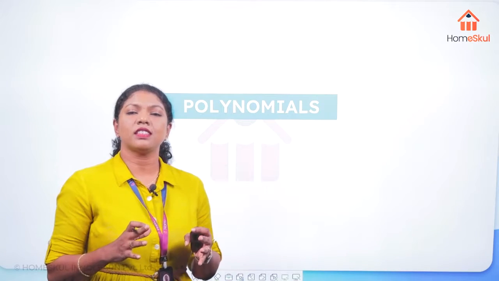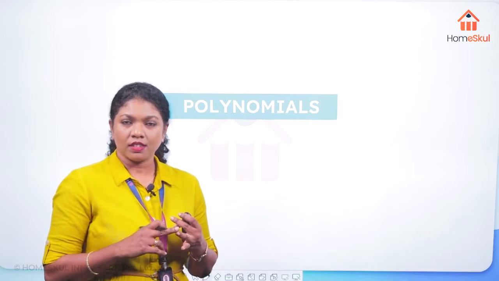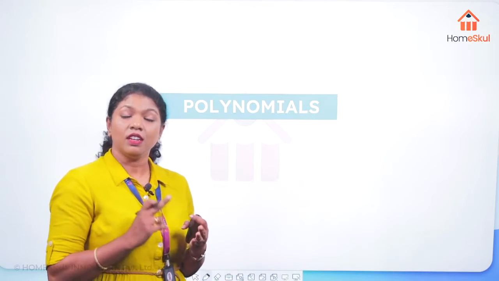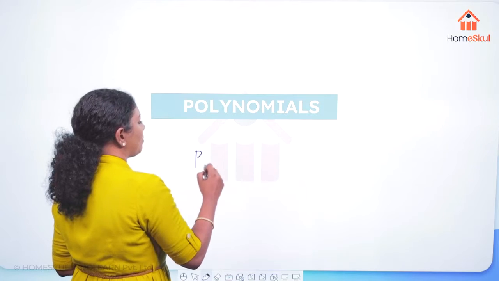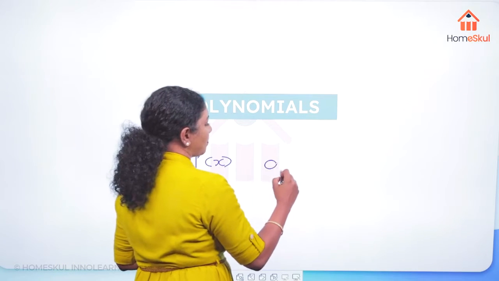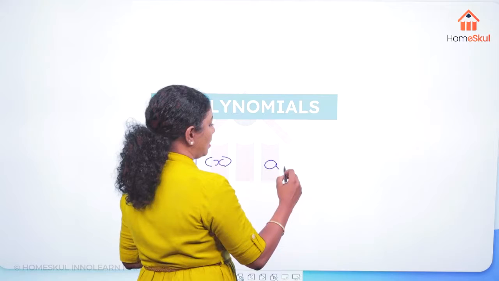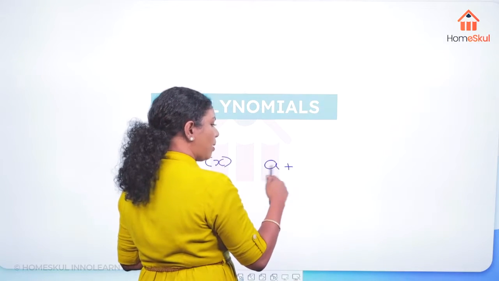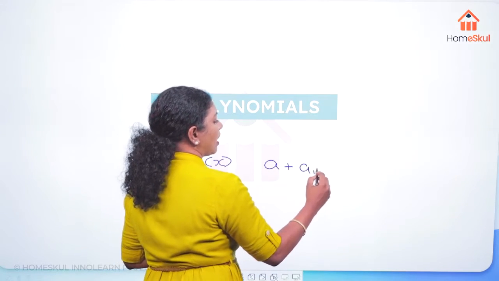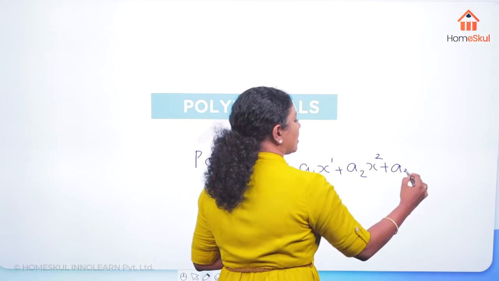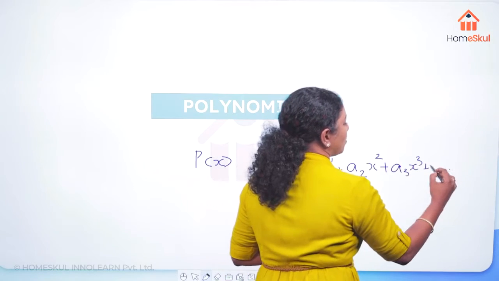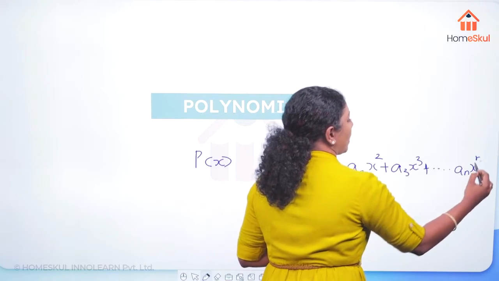So a polynomial consists of variables and coefficients, that is, a constant term will be there and coefficients will be there. The general formula for a polynomial p of x can be written as a0 plus a1 x raised to 1 plus a2 x raised to 2 plus a3 x raised to 3 plus etc., up to an x raised to n. So the powers of x determine the degree.